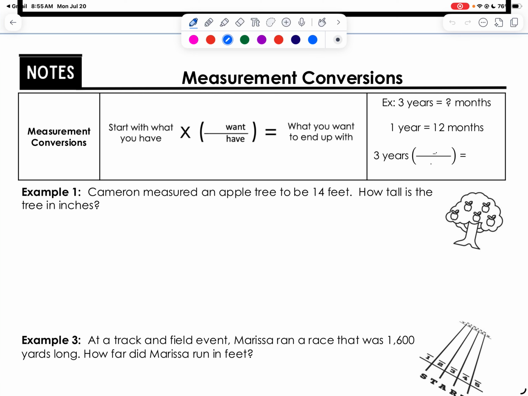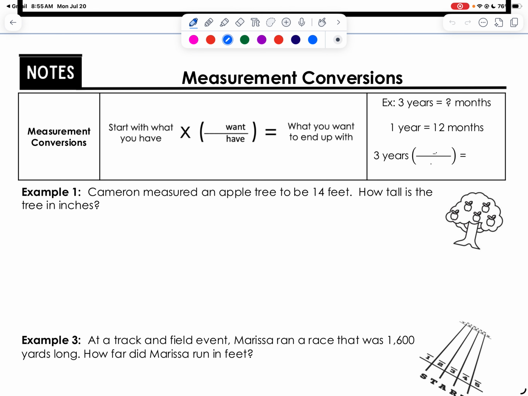In today's lesson, we will be exploring measurement conversions. Now, you've seen this in previous grades. You've had to convert from months to years, years to months, feet to inches, things like that. So today, we're going to be using unit rates to convert from one measurement system to another.